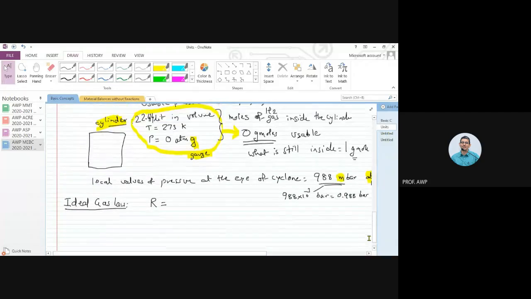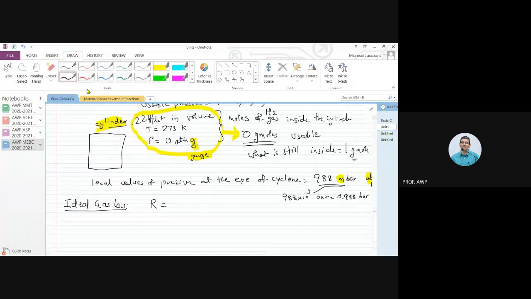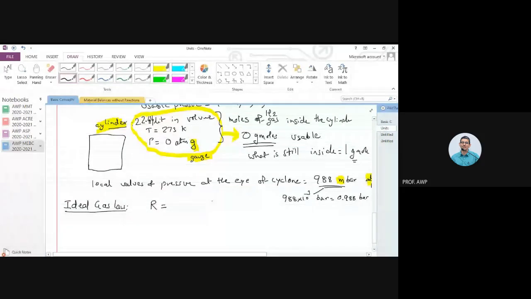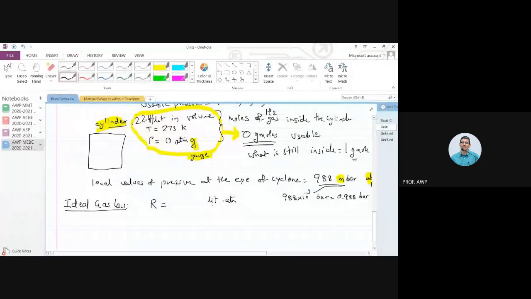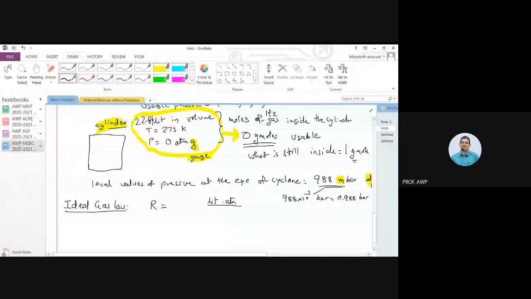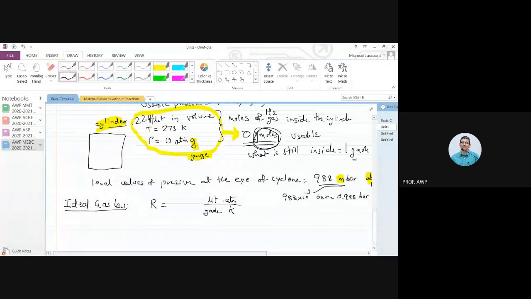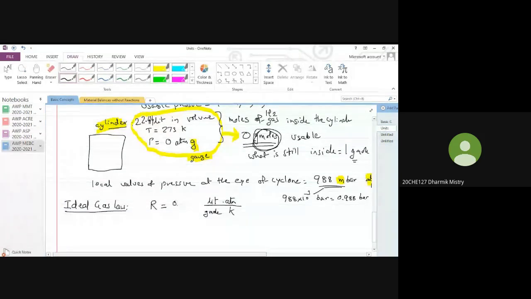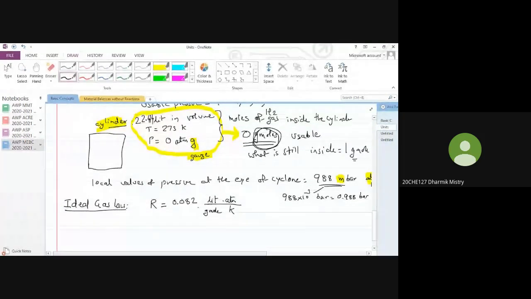What is the unit that we have used? Liter atmosphere per gram mole per Kelvin. What is the value of the gas constant in this set of units? 0.082.